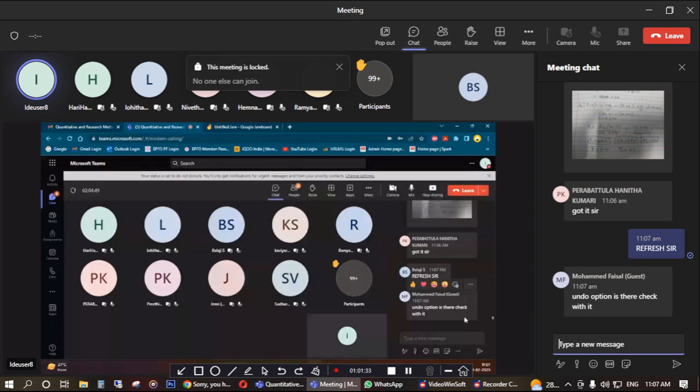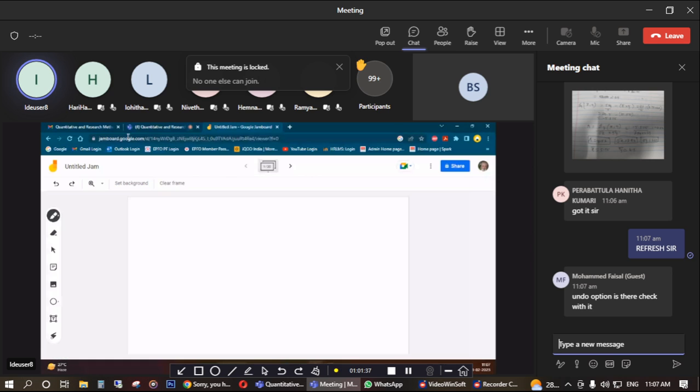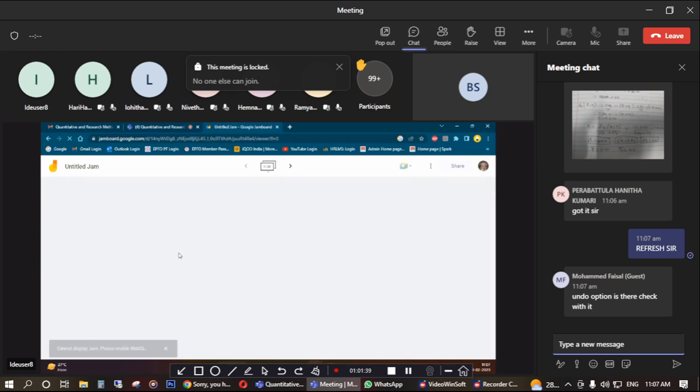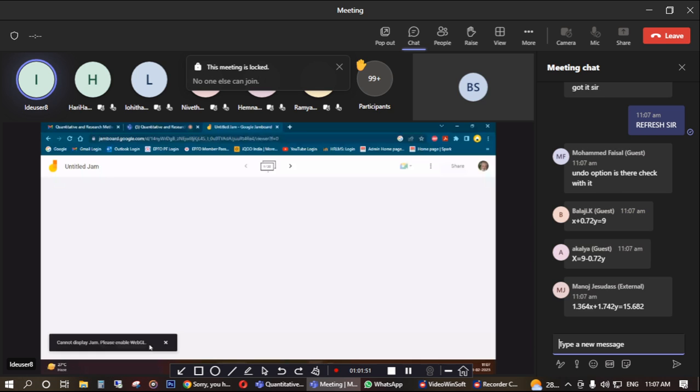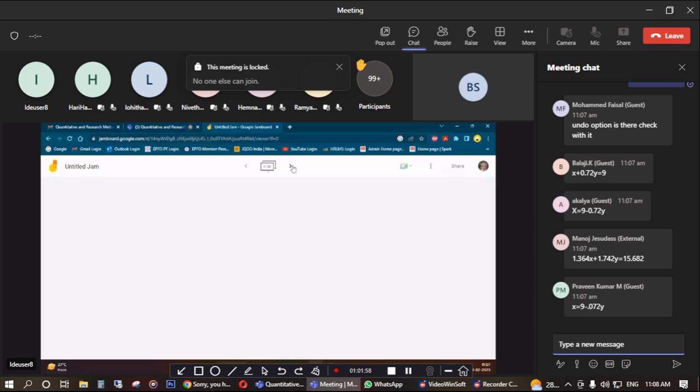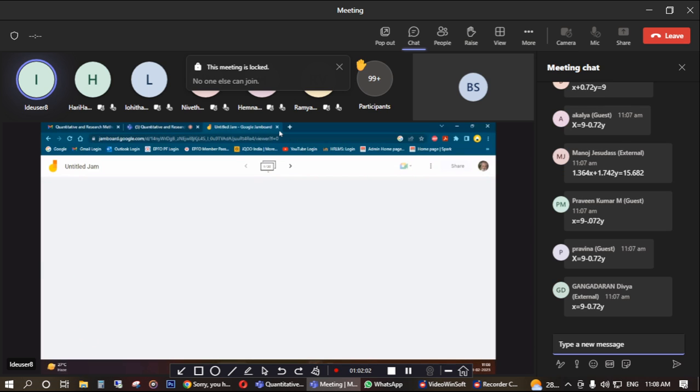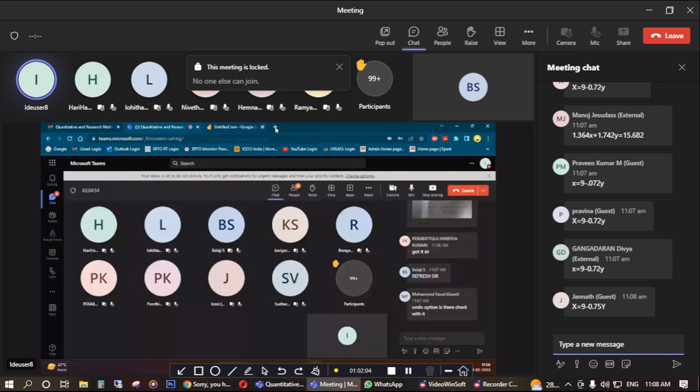Undo option is there? Check. No, it is not working. Everything is gone. Refresh. Okay. Cannot display. Enable WebGL. Okay, why? I refreshed, but the jam is not coming. It is fine now. One second.